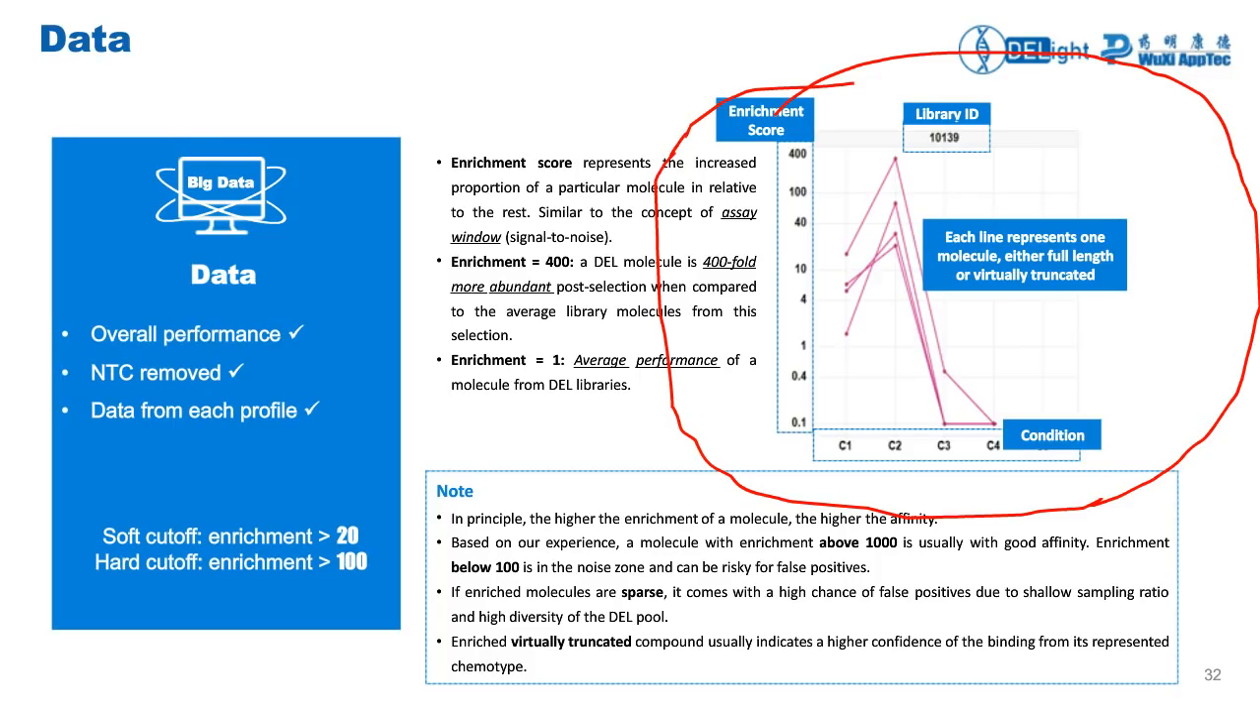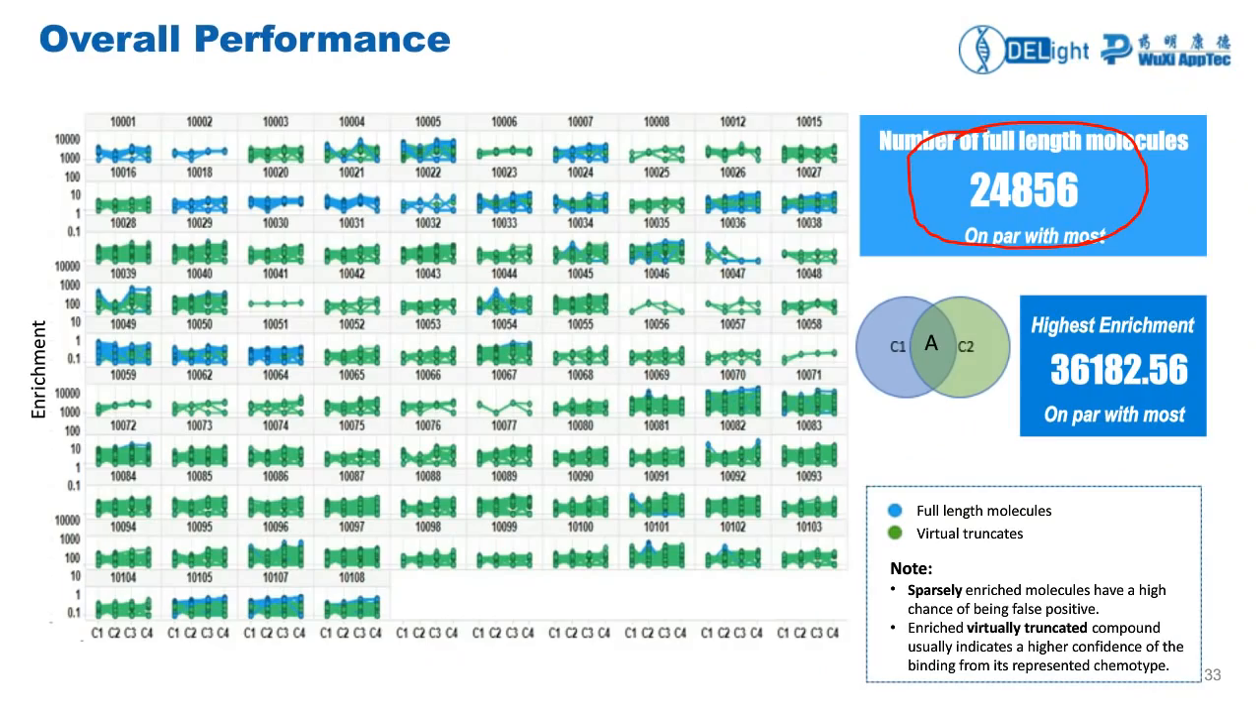So this slide is giving a very broad overview of all the results against many, many different DELs. And it's telling you that almost 25,000 different structures enriched in this screen. There's too much data here to really pull out any specific thing, but it's an overview so that you know that the screen worked.